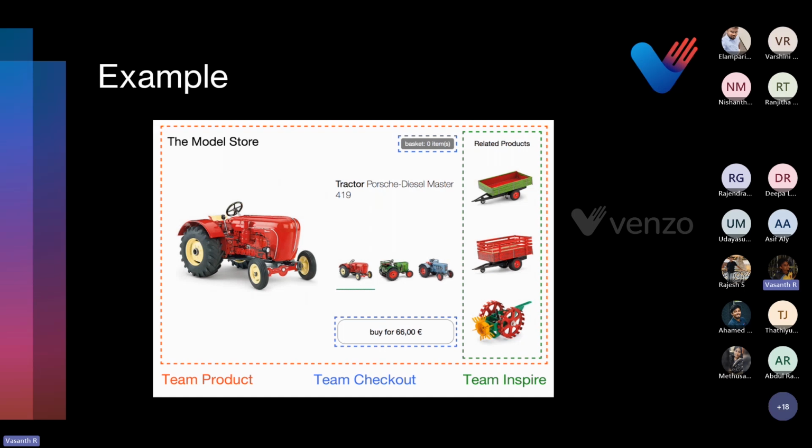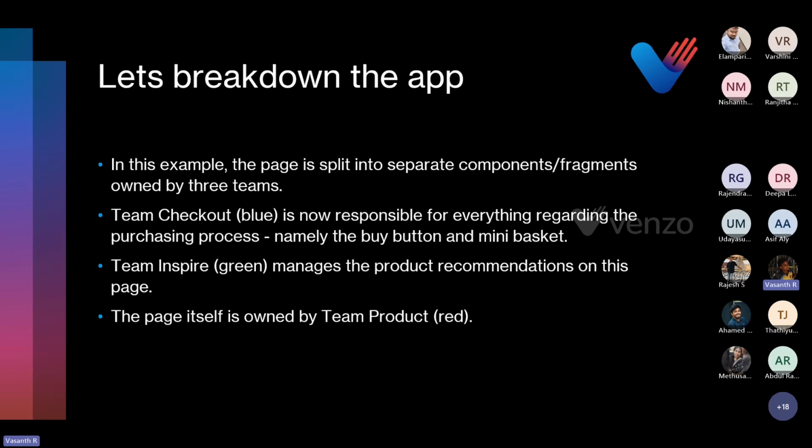So what happens here is team checkout, the team in blue, is responsible for everything regarding the purchasing process. Like when the user clicks the buy button and it gets added to the shopping cart, this entire process is handled by checkout. So they will handle the UI for it. They will handle the data and state involved in this checkout process and everything related to it.